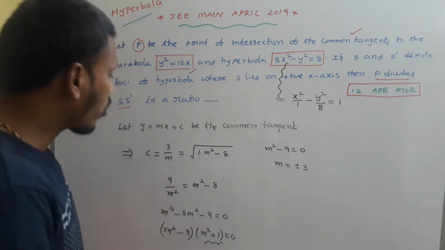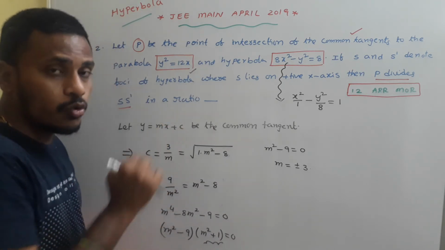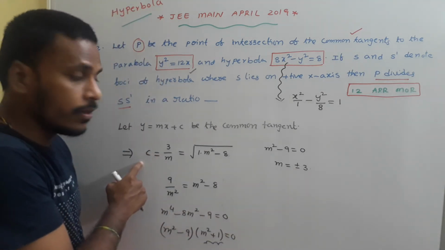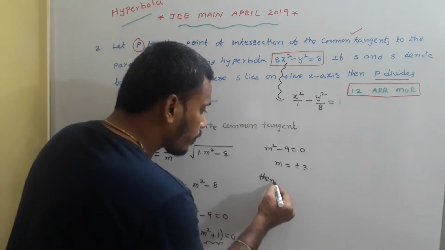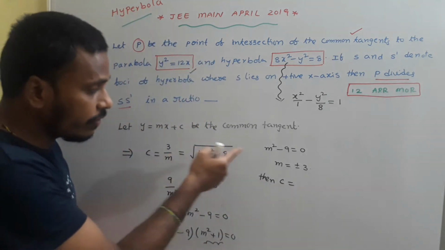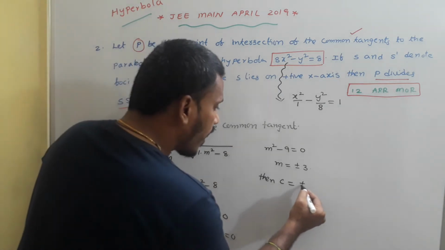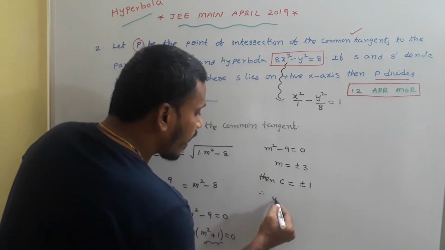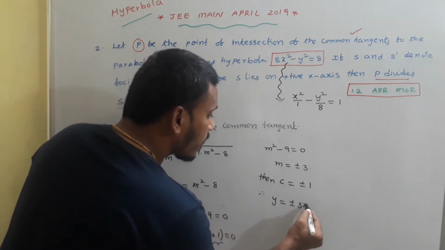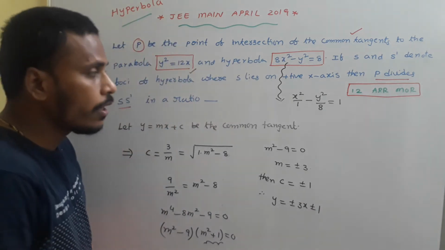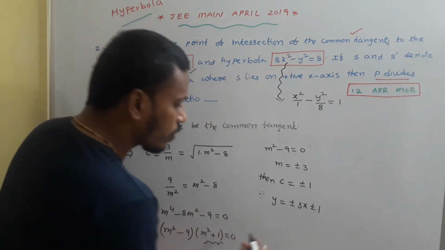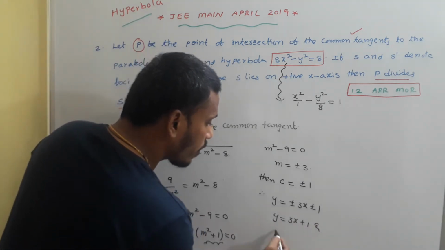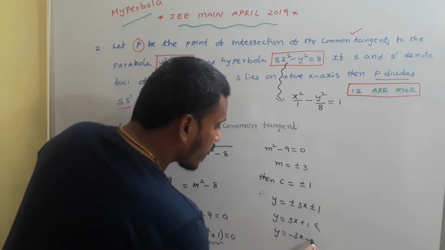Since m is equals to plus or minus 3, there exist 2 common tangents for these two. Then what to say about c? Replacing m with plus 3 or minus 3, you will get c as plus or minus 1. So the common tangents are y is equals to plus or minus 3x plus or minus 1. If you separate those two, y is equals to 3x plus 1 is one tangent and y is equals to minus 3x minus 1 is the other tangent.